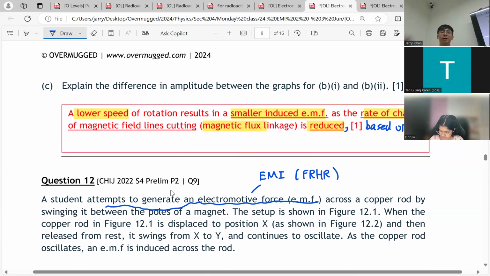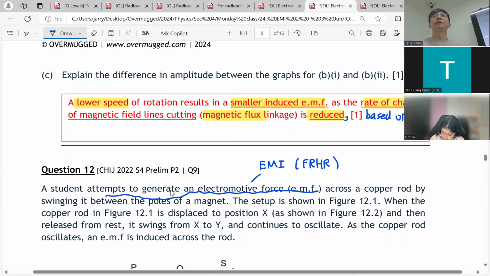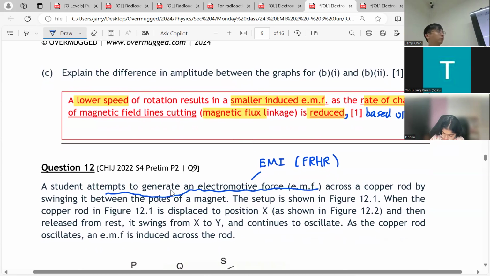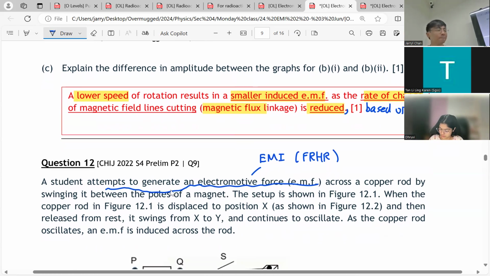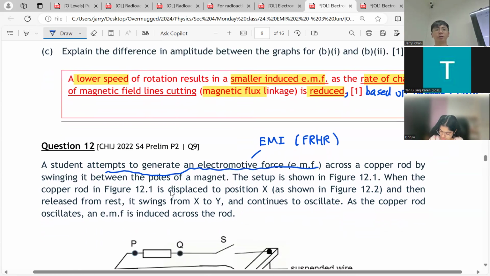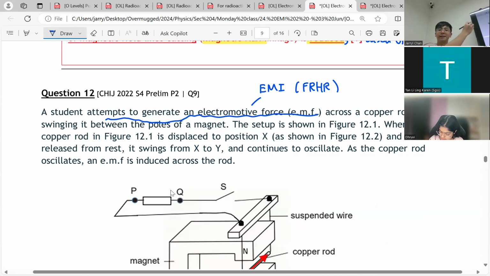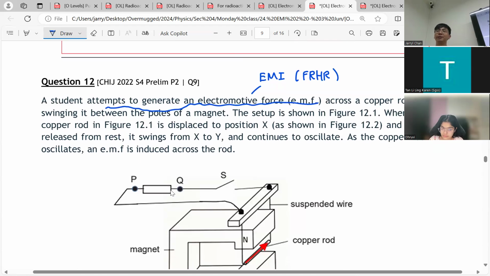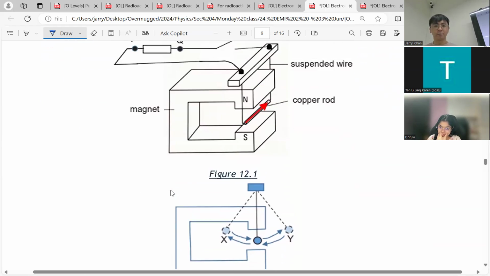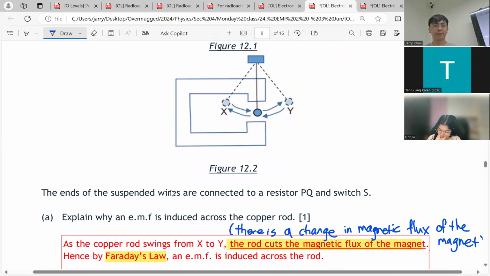Okay. So if you need a very clear direction, these are things that you need to pick up. Okay, copper rod, sure, it is a conductor, not a magnetic material. Doesn't need to be. Okay, swinging between the poles of the magnet that I showed you. Copper rod in figure 12.1 is placed at position X, then allowed to oscillate, swing and swing and swing. EMF induced across the rod. Not surprising, right? What's the logic behind this? There's a constant change in magnetic flux. Okay, let's take a look. Direction we don't say first, but let's go on.